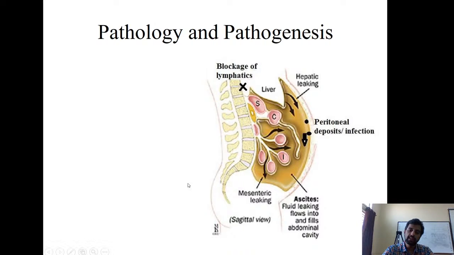So there can be mesenteric leaking. Some rare causes may cause ascites in this way. So this is the outline of the pathogenesis. How exactly it causes ascites in cirrhosis, we'll be dealing with in further slides.